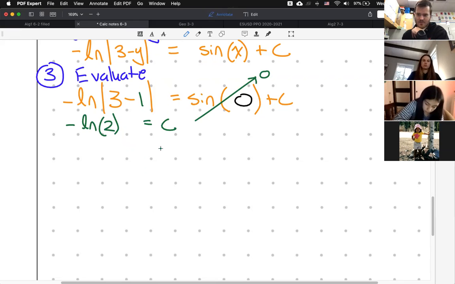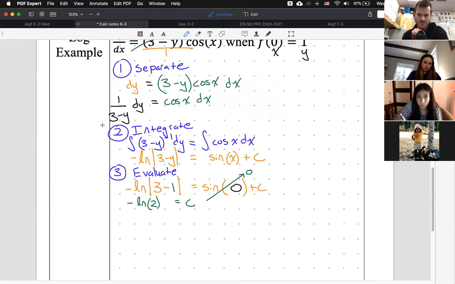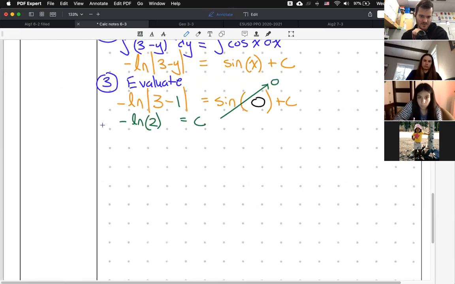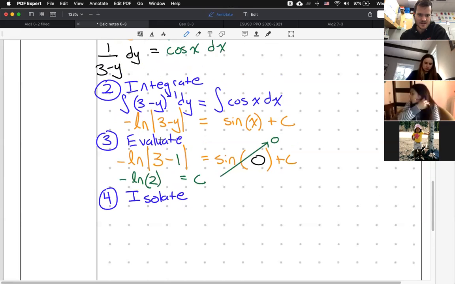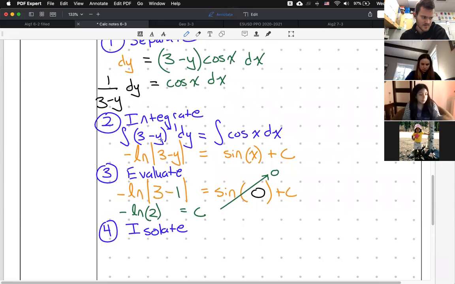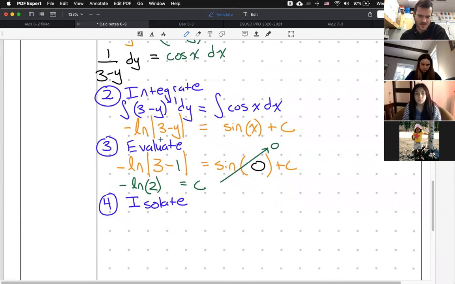Okay, and we are now finally on to step number 4, and I'm going to need a lot of room. I think I'm going to start right here, and eventually move to the right-hand side. Step number 4 is to isolate, and isolating has a lot of stuff. So we know that we have negative natural log of 2. I'm going to plug that in to our equation up here.